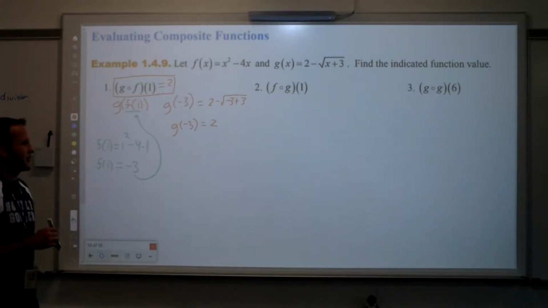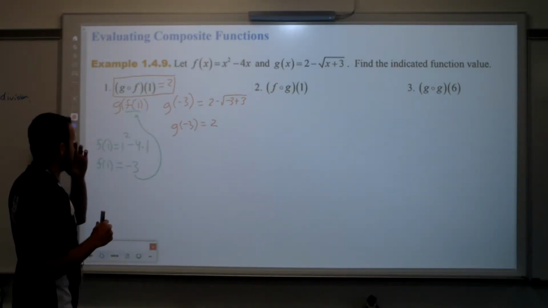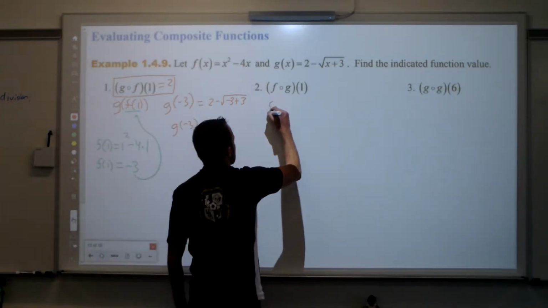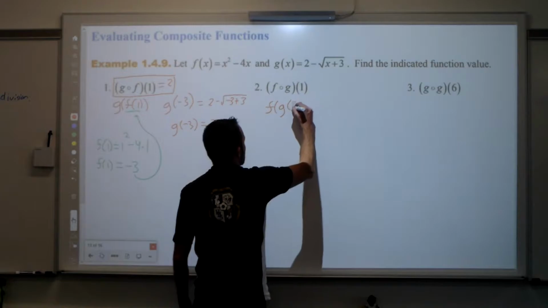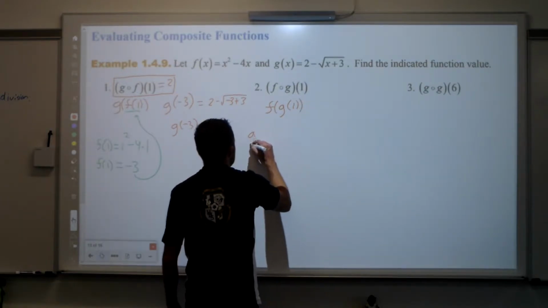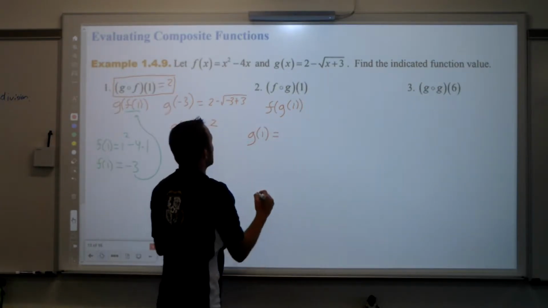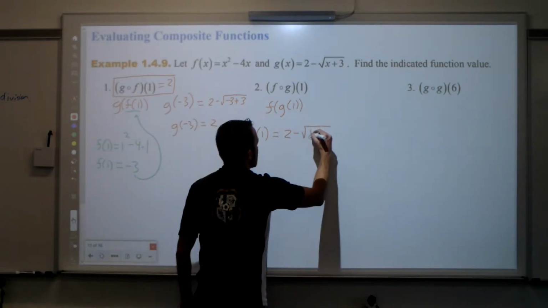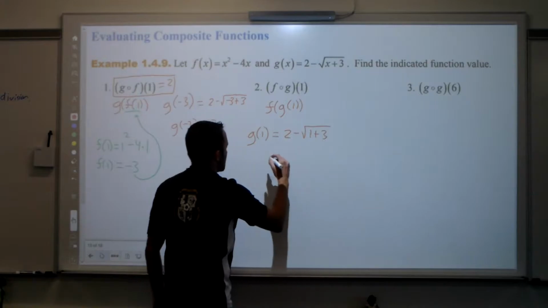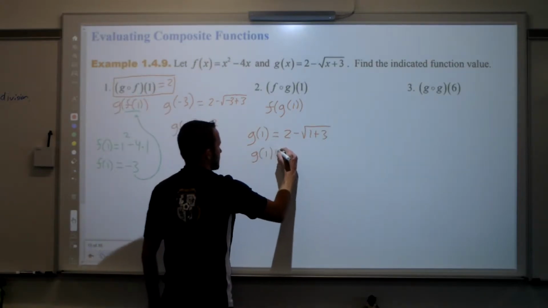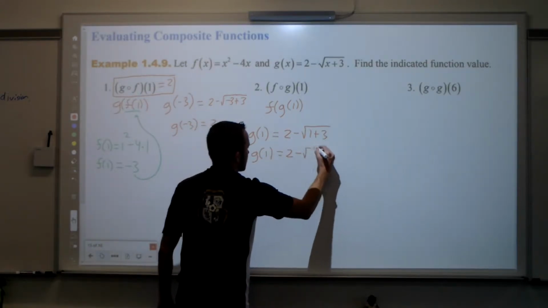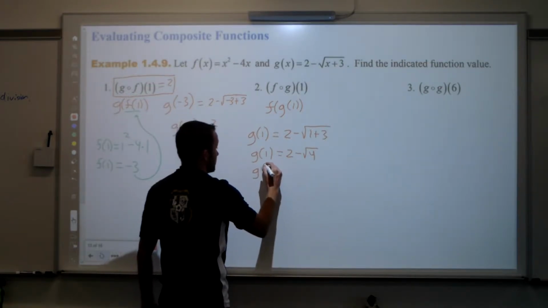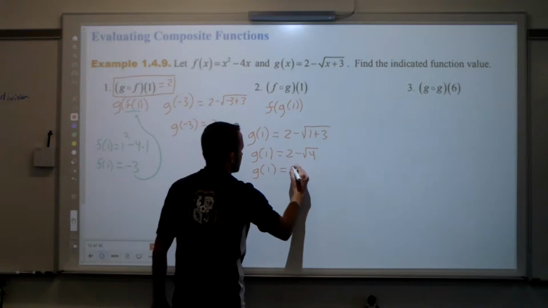Let's do another example here. We're doing f of g of 1. So now we're doing g first. We're going to plug 1 into g. When we do that, we're going to get 2 minus the square root of 1 plus 3. So that's going to be 2 minus the square root of 4, which, the square root of 4 is 2. So I'm going to get 0. 2 minus 2 is 0.